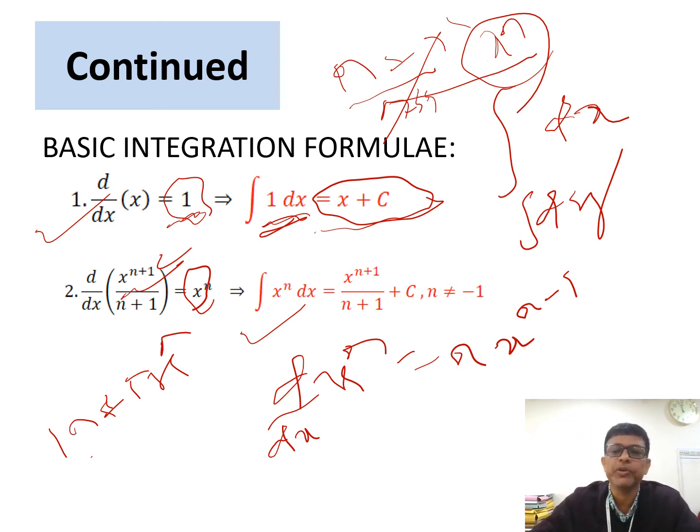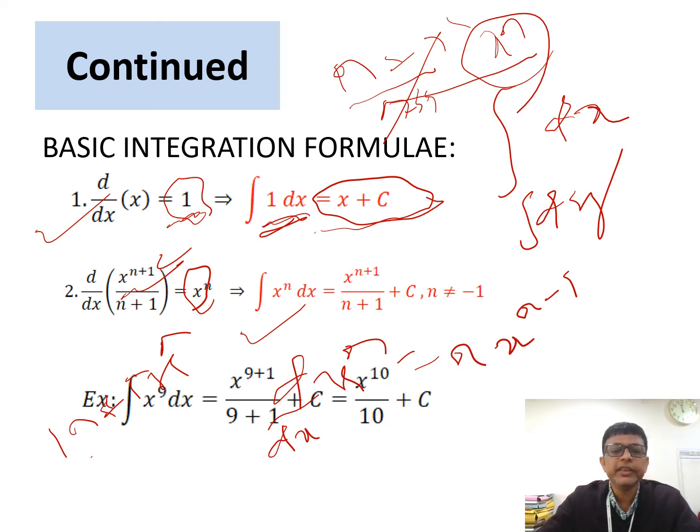Now we'll go for solving one question here. So what is the problem? Just see, this is the integration of x to the power 9 that I have taken. If we compare this x to the power 9 with x to the power n, it is x to the power 9 plus 1 by 9 plus 1. That means here n plus 1 by n plus 1, and here n equal to 9. So that is x to the power 9 plus 1 by 9 plus 1 plus c.